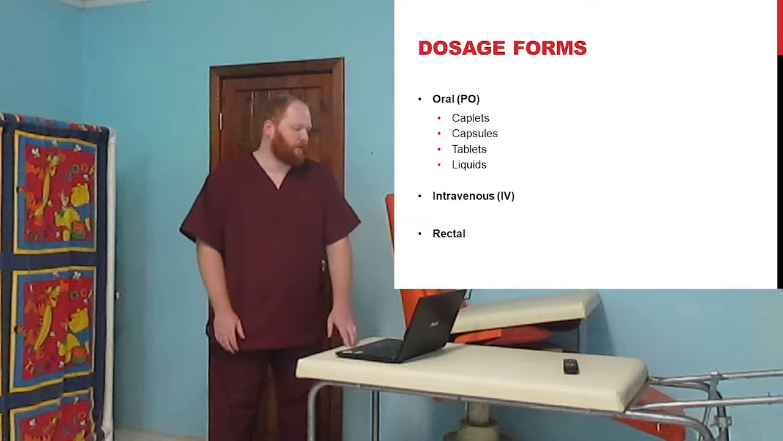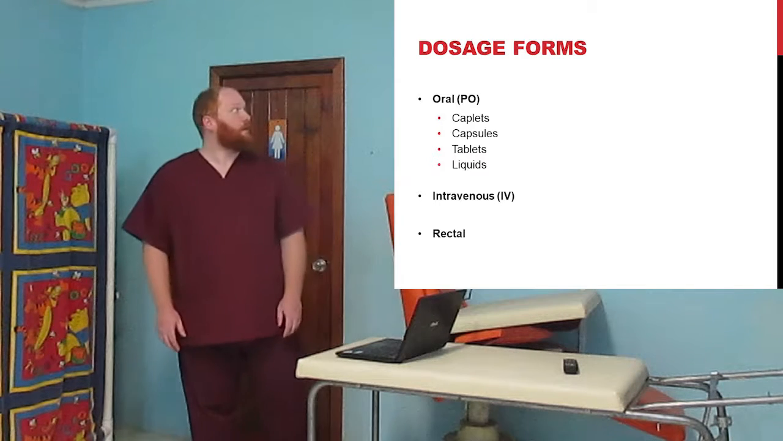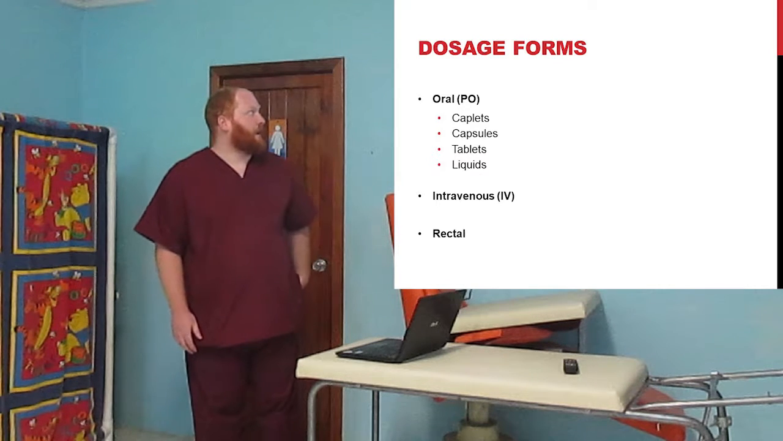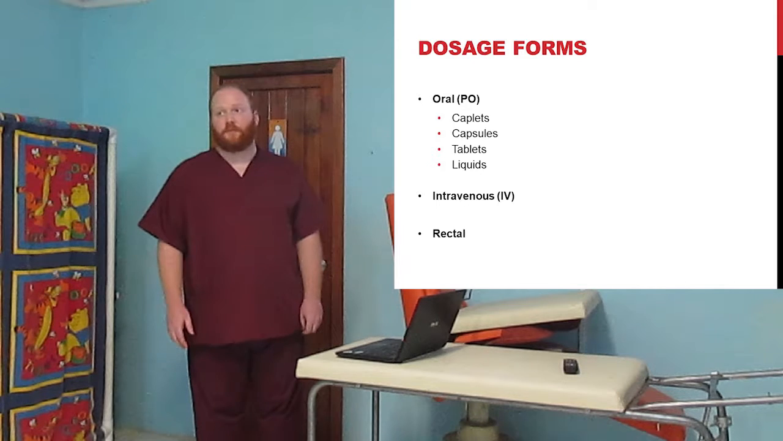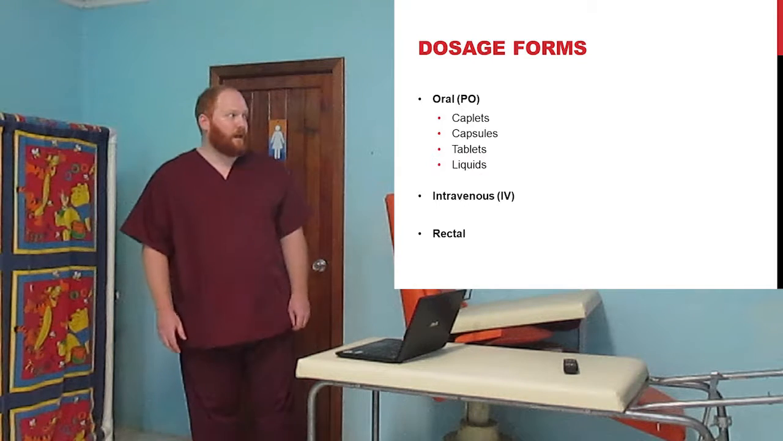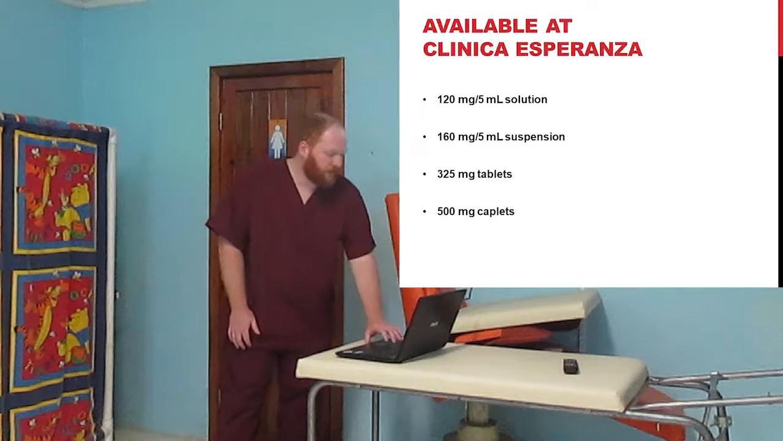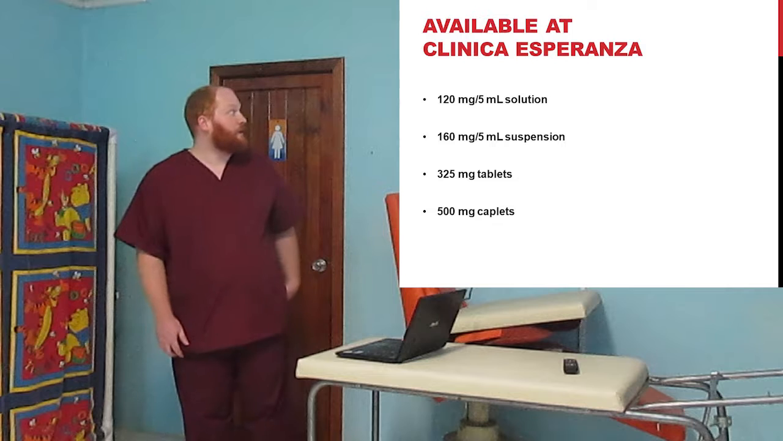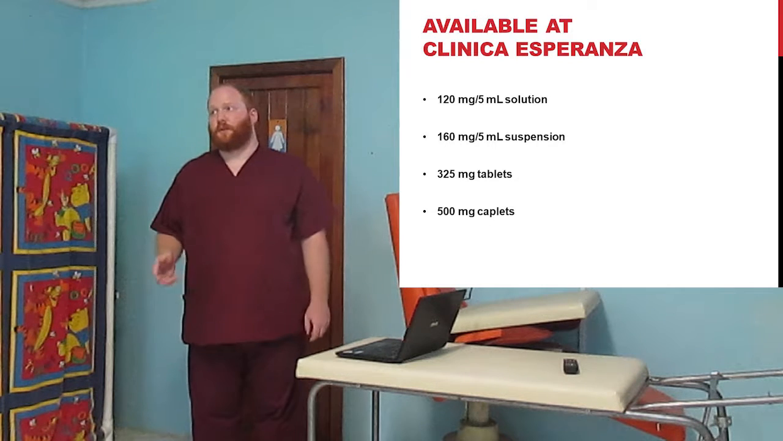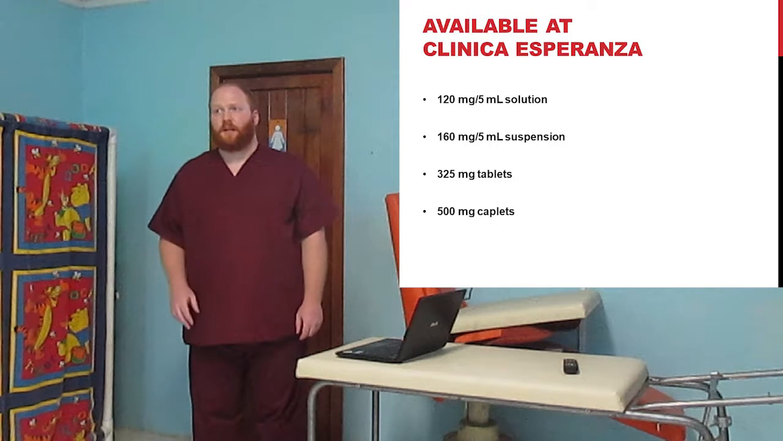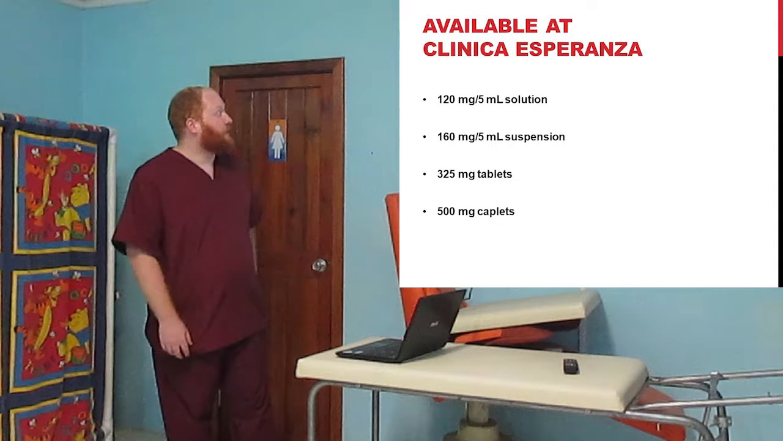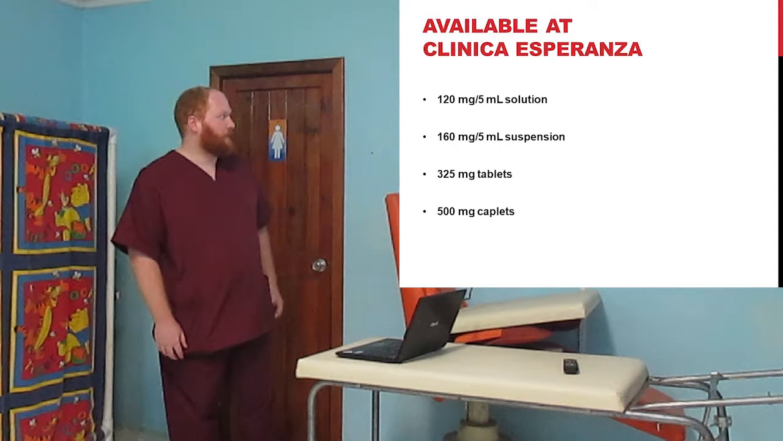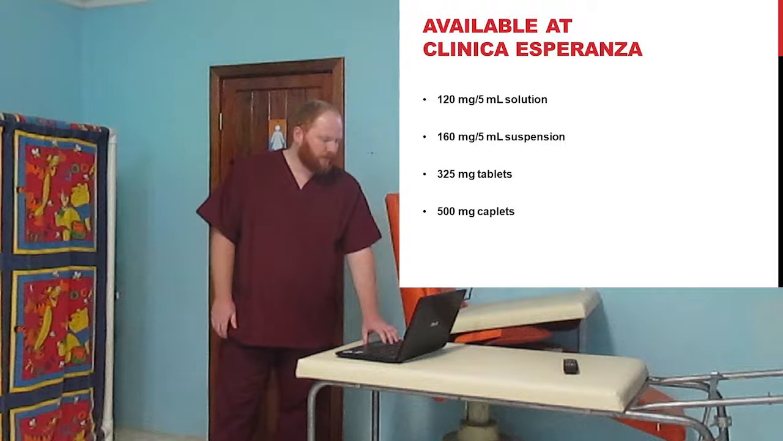It comes in quite a few dosage forms by mouth: caplets, capsules, tablets, and liquids. It also comes as IV and rectal suppositories. At the clinic, we have 125 milligrams per 5 mL solution, and 160 milligrams per 5 mL suspension. That's mainly for children. And then we have the 325 milligram tablets and the 500 milligram caplets.